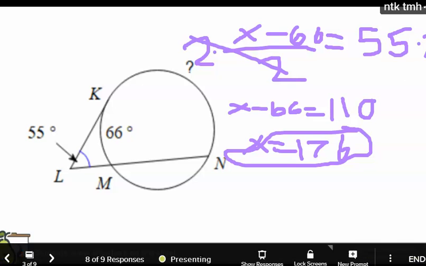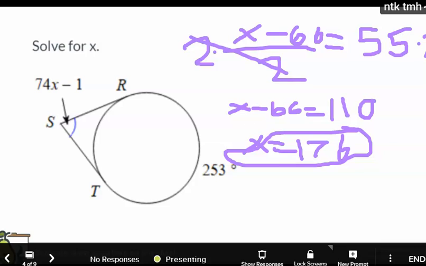So we've got one more from 10.4, and then we'll move on to 10.5. So this one is from 10.4.